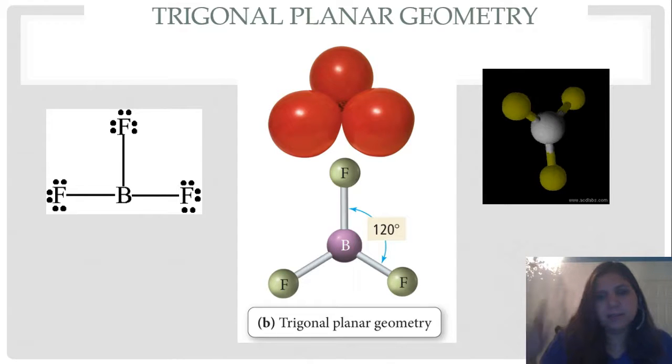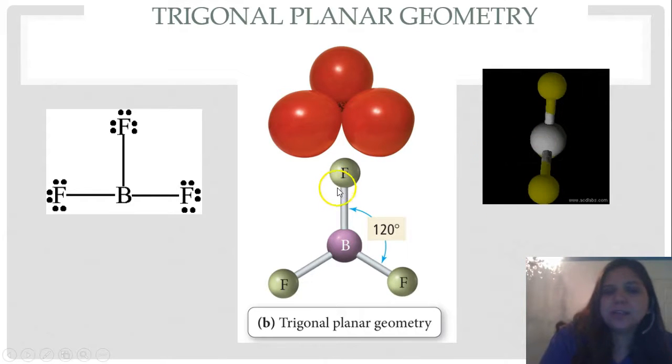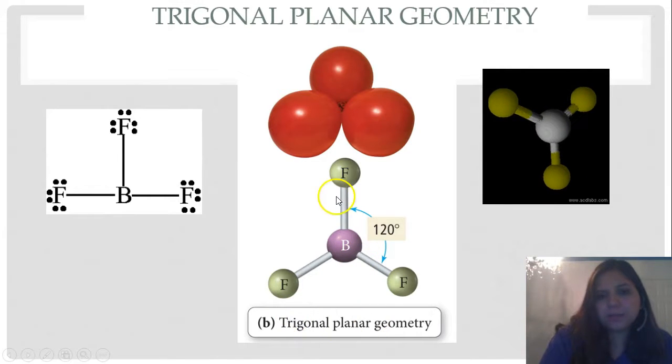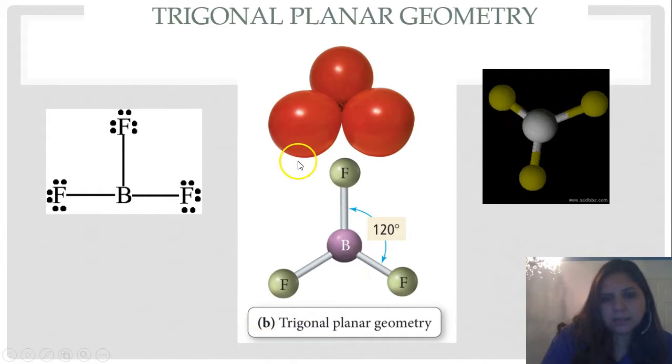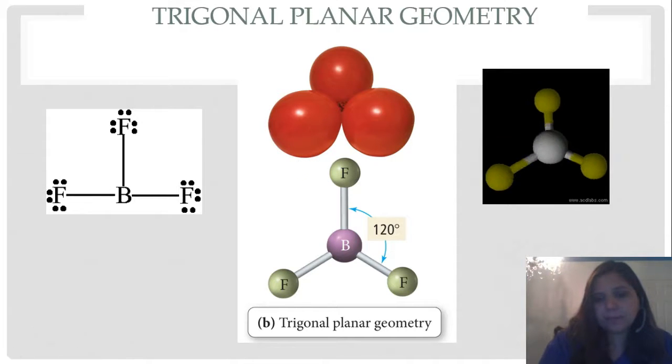360 divided by 3 gives me 120 degrees. So each angle between each bond is 120 degrees. We call this trigonal planar because this is our triangle here, and it's all on one plane. It fits on a piece of paper.